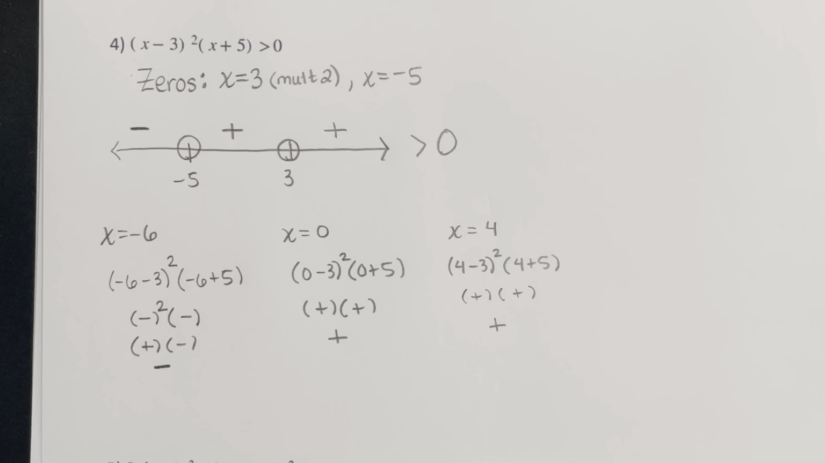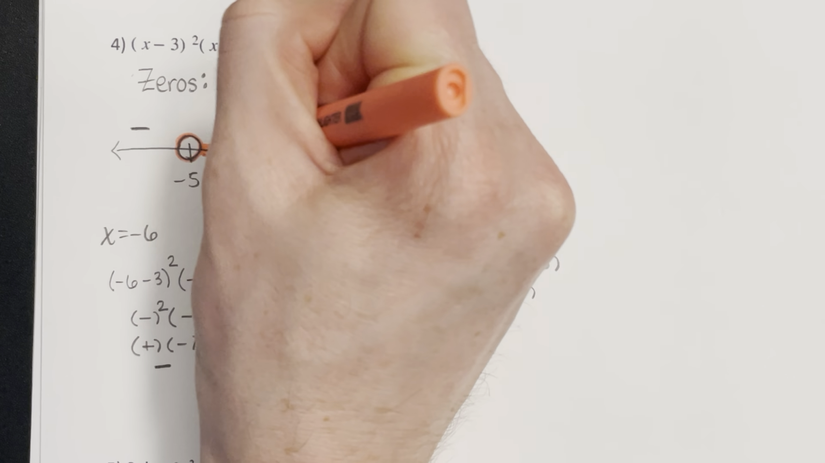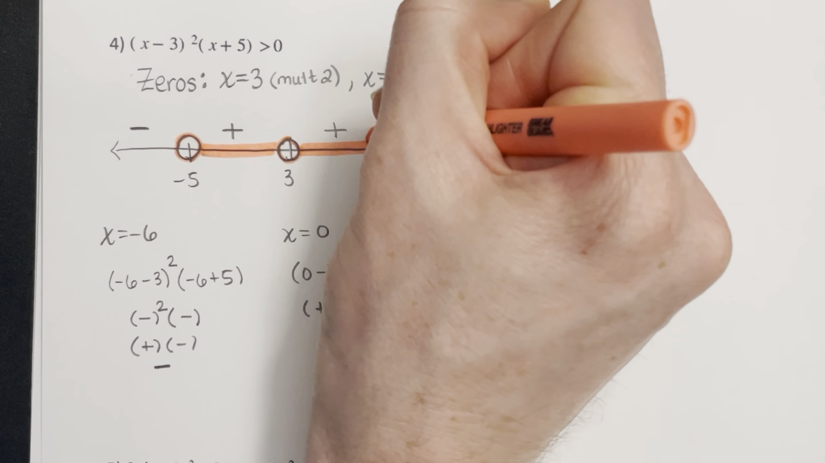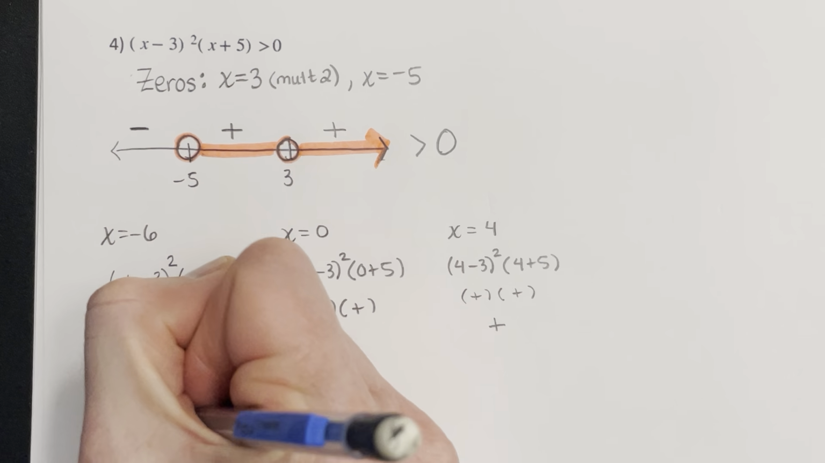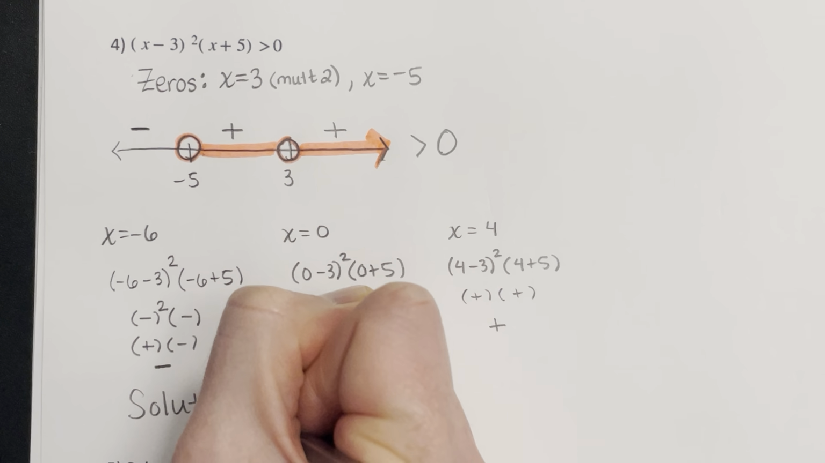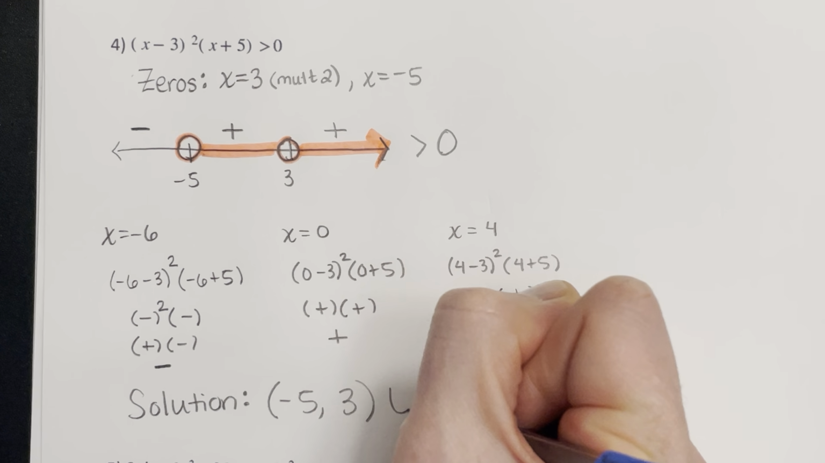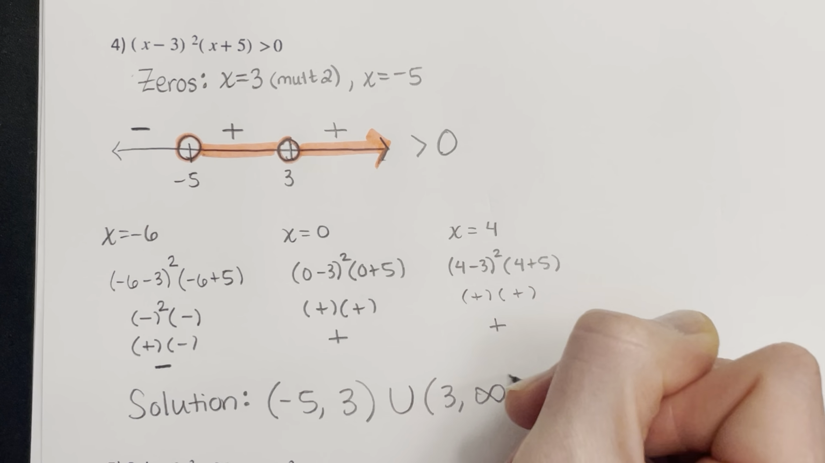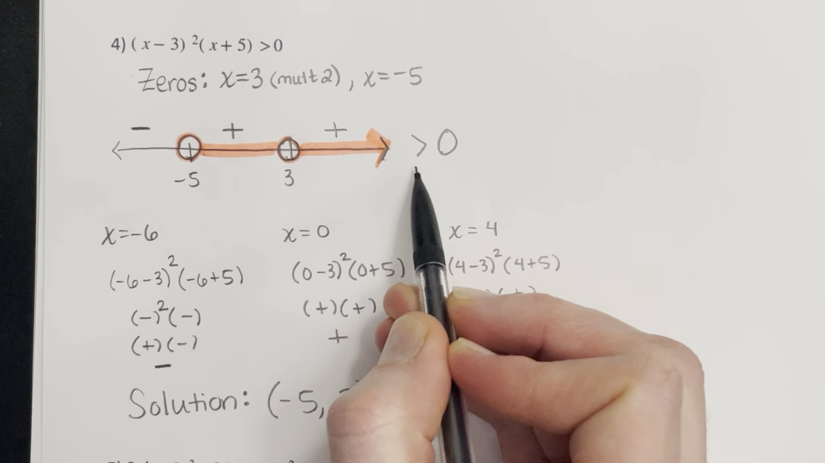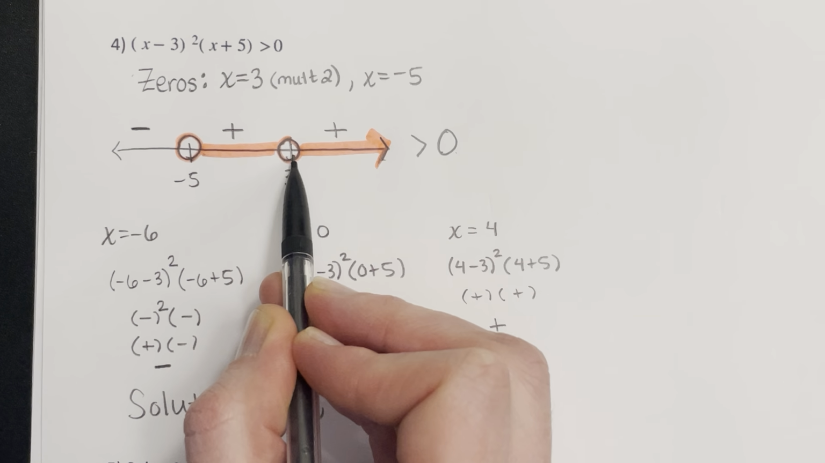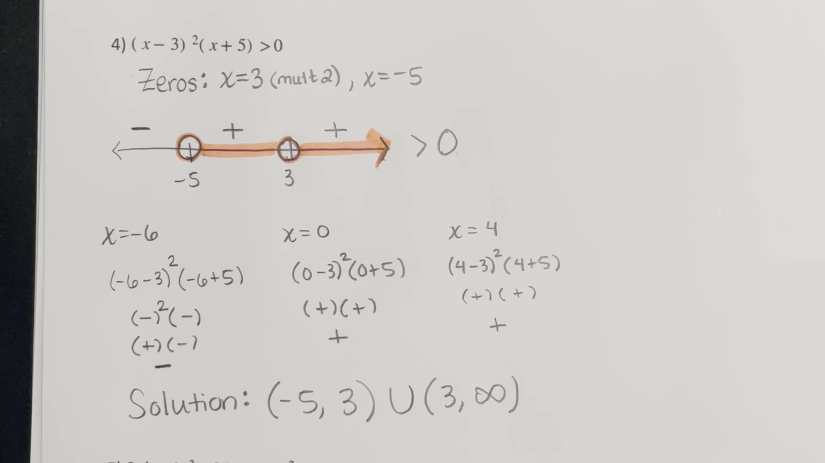If we care about when it's greater than 0, those are the positive sections here. It does not include when it's equal to 0. And we translate that into interval notation. Our solution would say parentheses -5 up to 3 with a parentheses, union 3 to infinity. Now, if this had said greater than or equal to, those would be filled in, and there would be no reason to break it at 3. You would just go from -5 to positive infinity.